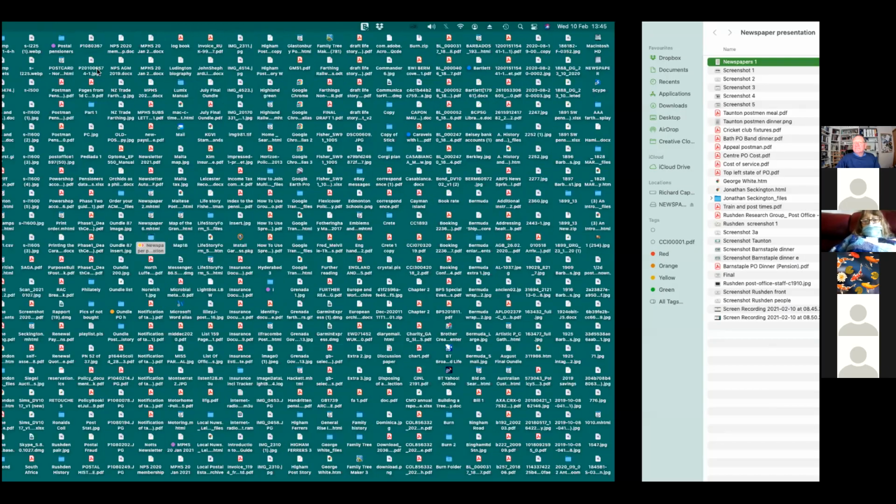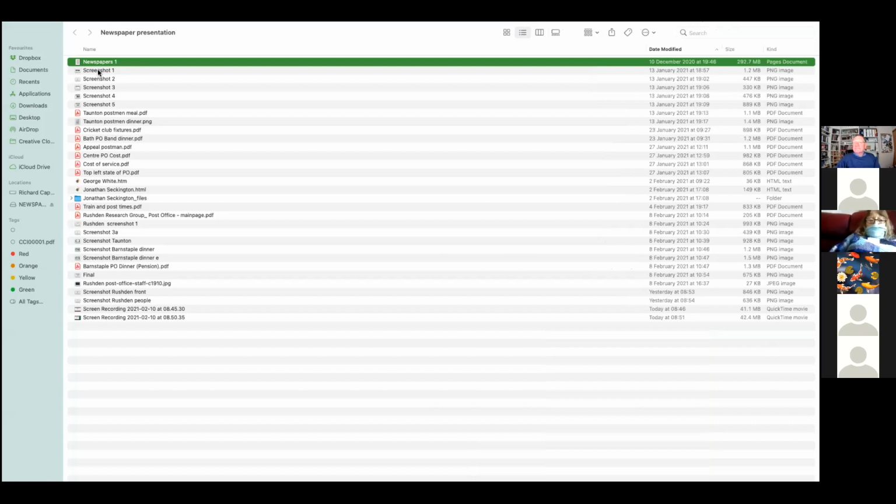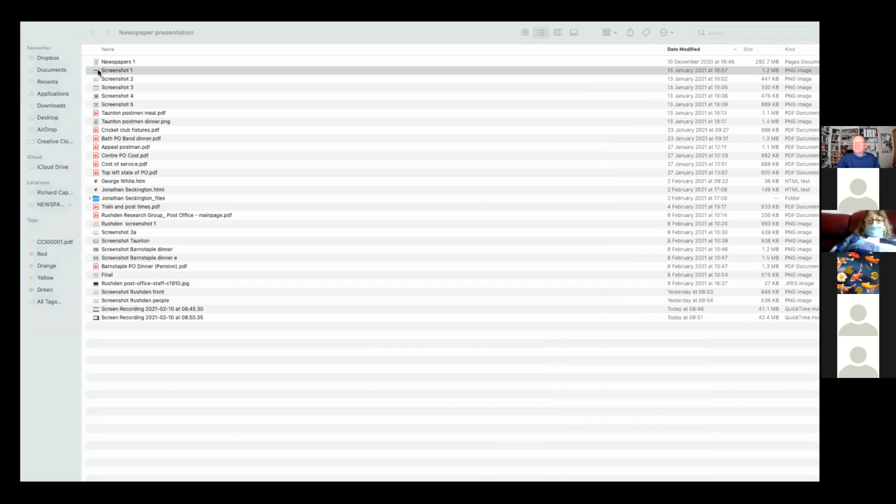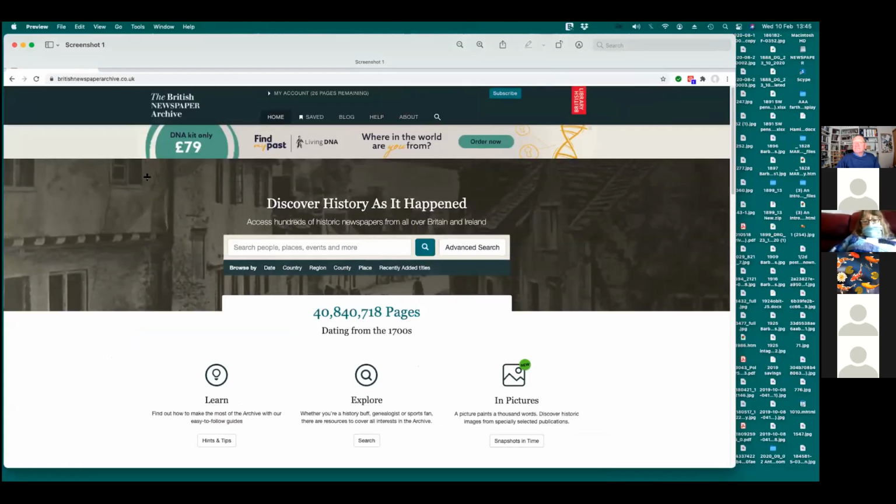So now we move on to the main method of getting into newspapers. This is the British Newspaper Archive, which I prefer. You can get newspapers elsewhere, but the number of newspapers that have been copied is very restricted if you go into some of the others. The British Newspaper Archive has got the largest number, but there's still an enormous number of newspapers that have never been transcribed, if you call it transcribing, that have been copied onto the net.